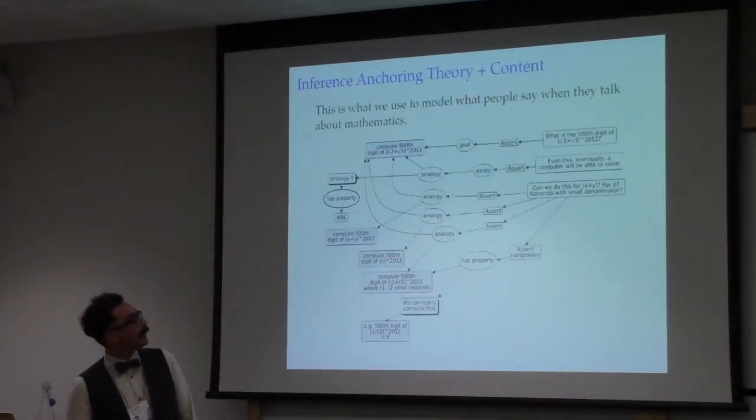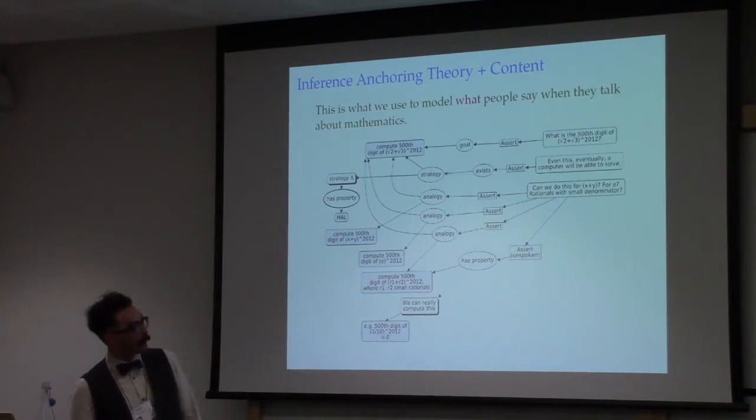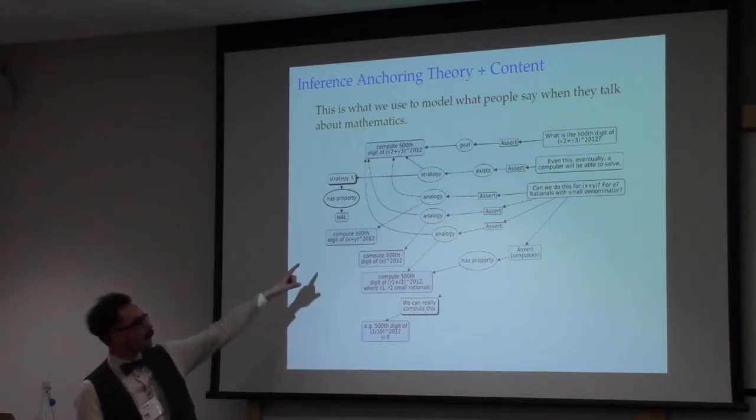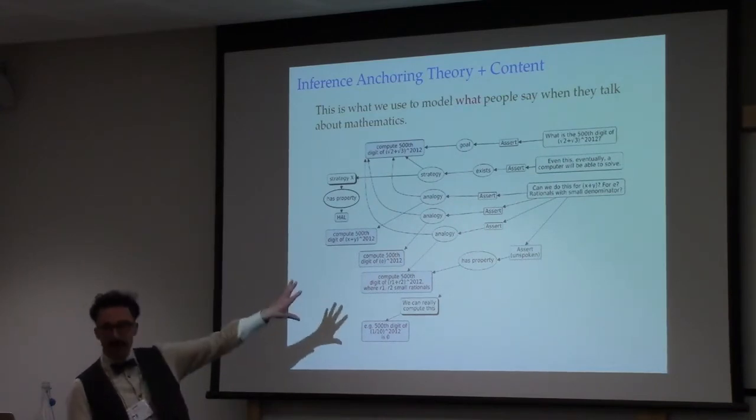So there's a cat. Okay, so inference anchoring theory plus content. This is what we use to model what people say when they talk about mathematics. So this is going to be a running example throughout the rest of the talk. What is the 500th digit of (√2 + √3)^2012? Eventually, this a computer will be able to solve. Can we do this for x plus y, for e rational to a small denominator? So what does it mean when we say, can we do this? It means compute the 500th digit of that thing, plug it in, or e to the 212. And so I've just kind of mapped out what he says.